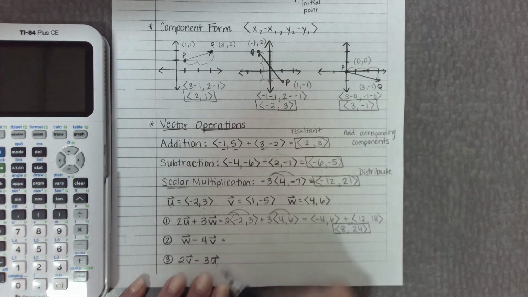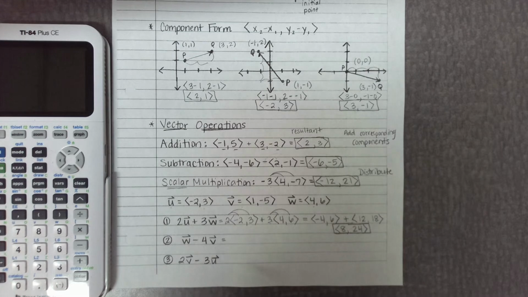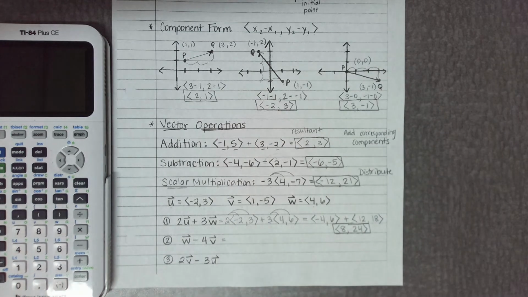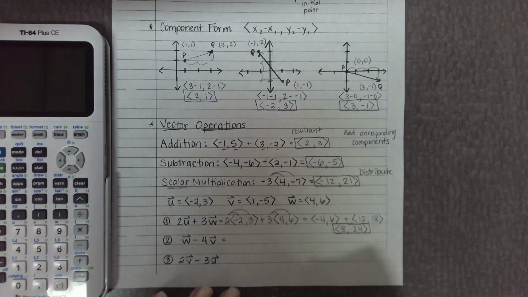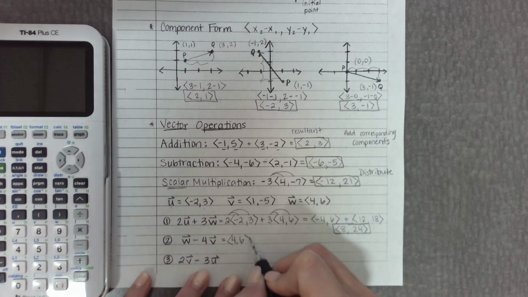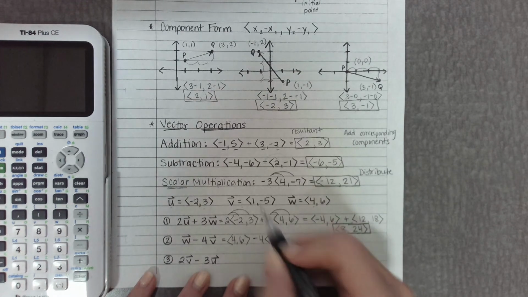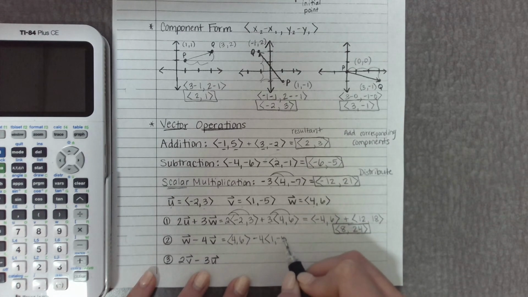Okay, next problem, we have vector w minus 4 times vector v. I'm going to go ahead and write down vector w, which is 4, 6. And then we've got minus 4 times vector v, which is 1, -5.